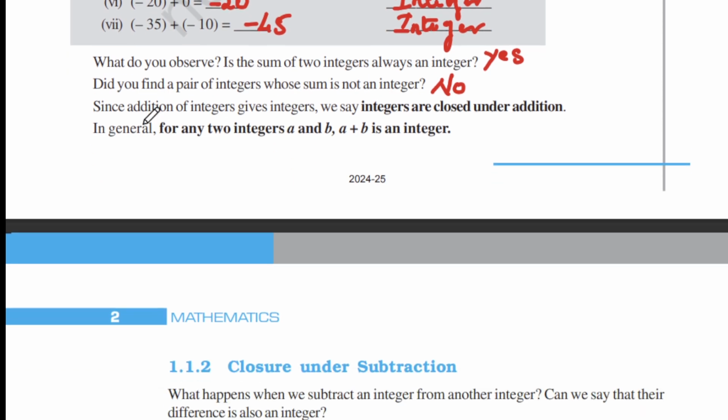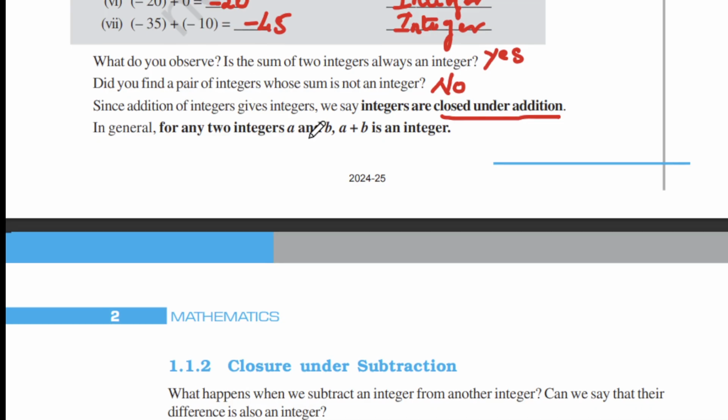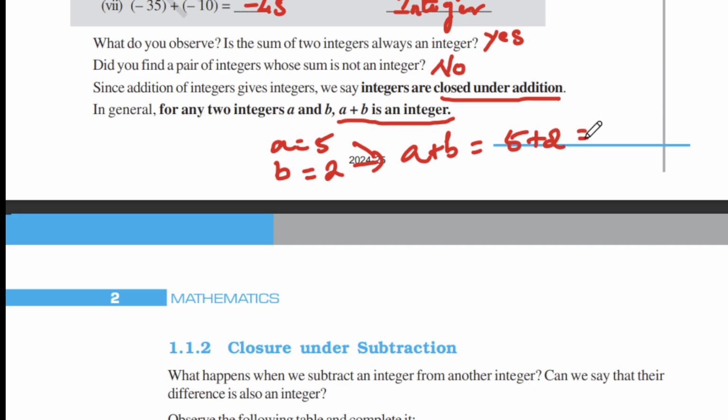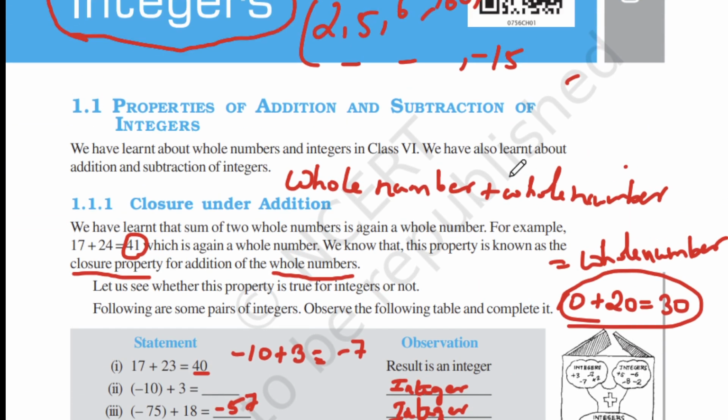Okay, so since addition of integers gives an integer, we say integers are closed under addition. In general, for any two integers a and b, a plus b is an integer. For example, if a is equal to 5 and b is equal to 2, then a plus b, which is 5 plus 2, equals 7, and 7 is an integer. Okay.